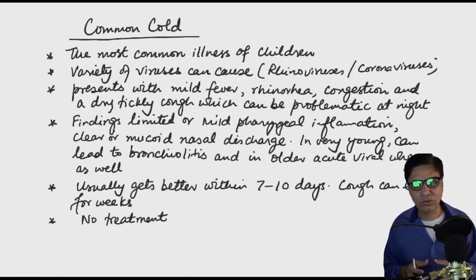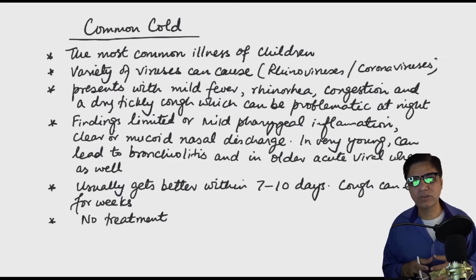It can lead to a troublesome dry cough. If it goes further down, then obviously it can lead to more complications, but usually in most cases they are mild. It can lead to bronchitis, might lead to bronchiolitis in very young kids, or it might lead to acute viral wheeze in those kids who are susceptible. So it either might remain as a mild upper respiratory tract infection, or sometimes it can go down, cause bronchiolitis in very small infants, or might cause acute viral wheeze as well.